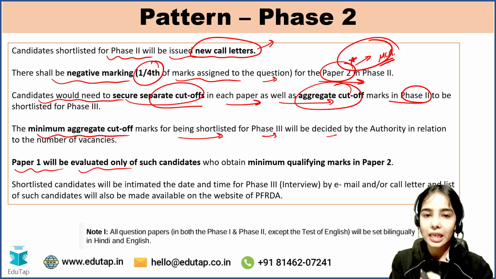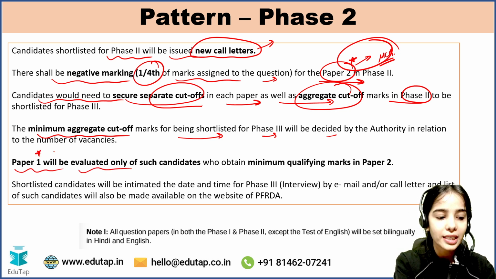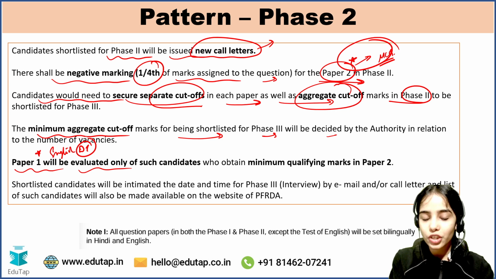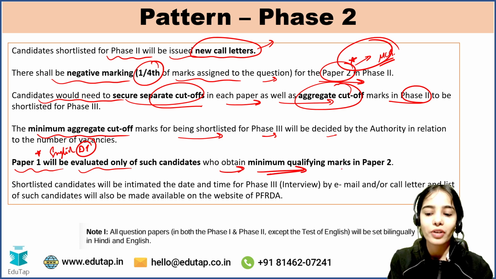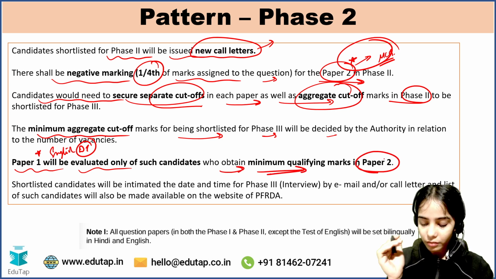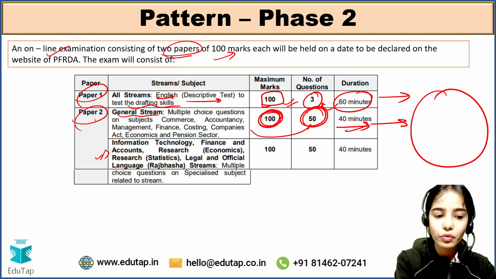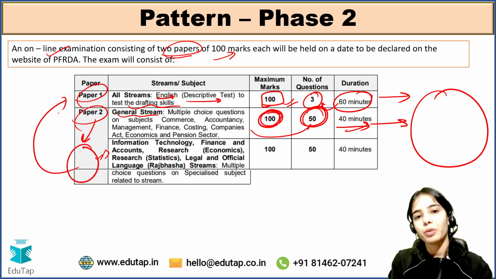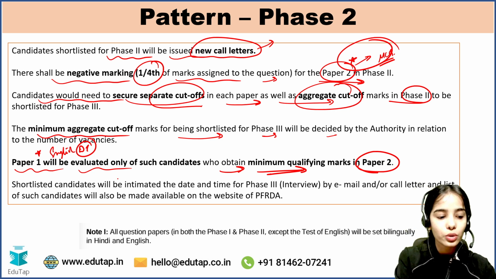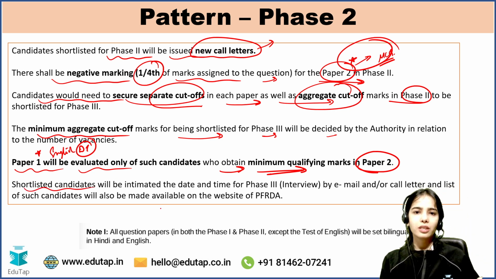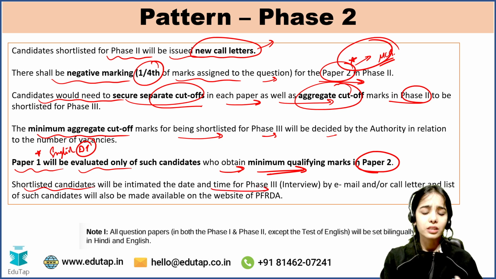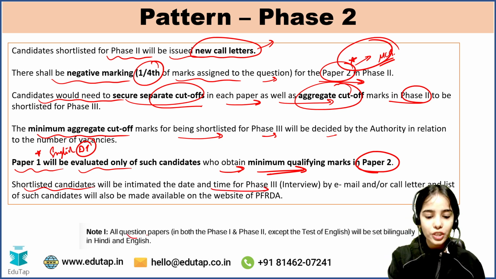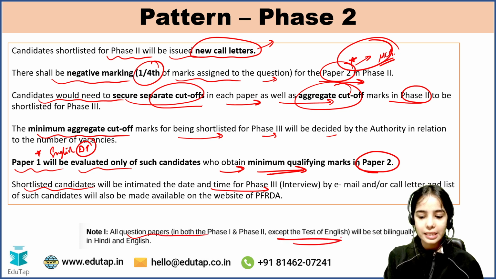Now remember this key idea that paper 1 will be evaluated, that means the English descriptive test will be evaluated only for those candidates who obtain minimum qualifying marks in paper 2. That means first your paper 2 will be evaluated. If you have got the minimum qualifying marks, then only your paper 1 will be evaluated. Shortlisted candidates will be intimated the date and time of phase 3. All question papers except the test in English will be set bilingually in Hindi and English.